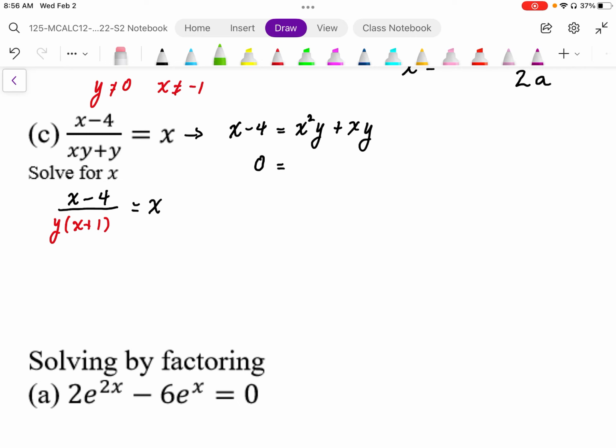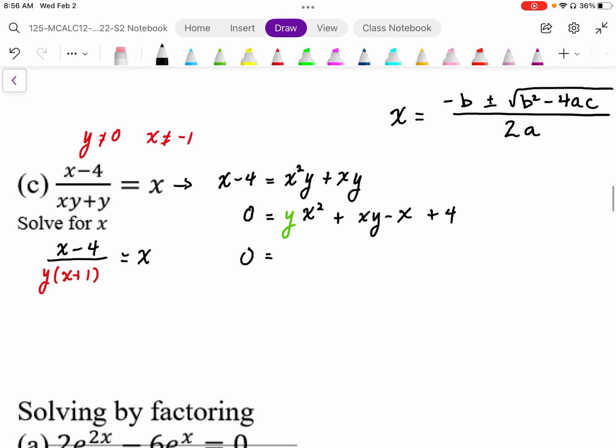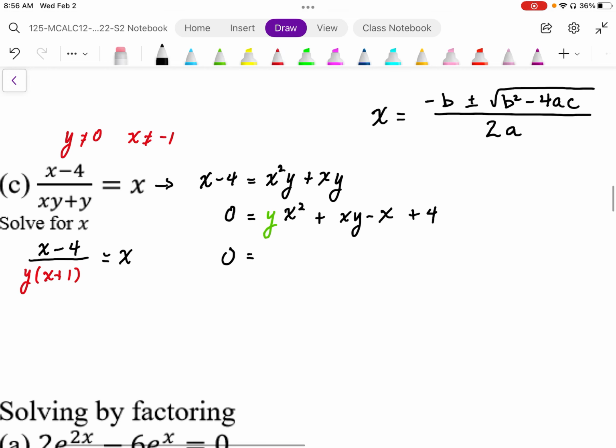When I do that, I want to group my like terms, and I also want to establish what the coefficients are on the x squared, on the x, and what the constant is. So my coefficient on the x squared is y. So I'm just going to rewrite it as yx squared, and that represents the a coefficient on the quadratic, plus I'm going to end up with xy minus x, and then plus 4. Okay, so keeping track of these coefficients, I'm going to plug these coefficients into the quadratic formula.